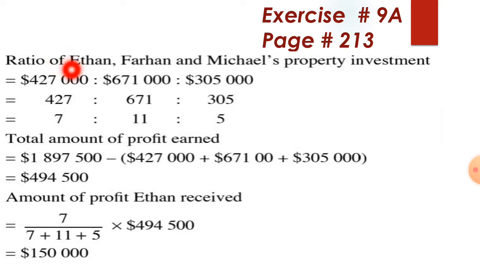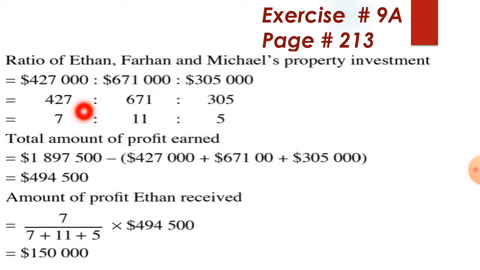Ratio of Ethan, Farhan and Michael's property investment. These three amounts were present in the question. We have to just simplify them. For the simplification, the easy method is that first of all we cancel the 3 zeros from each of them, since they all have 3 zeros. Then you will get 427, 671 and 305.